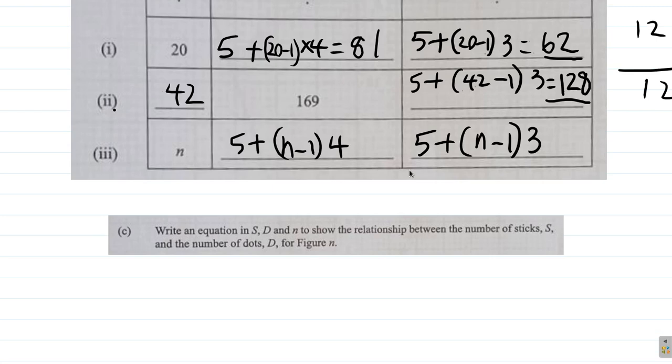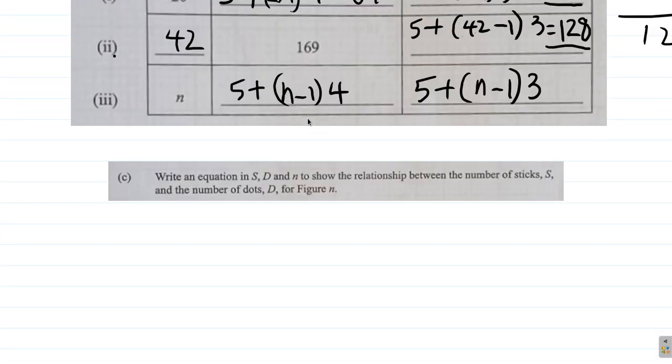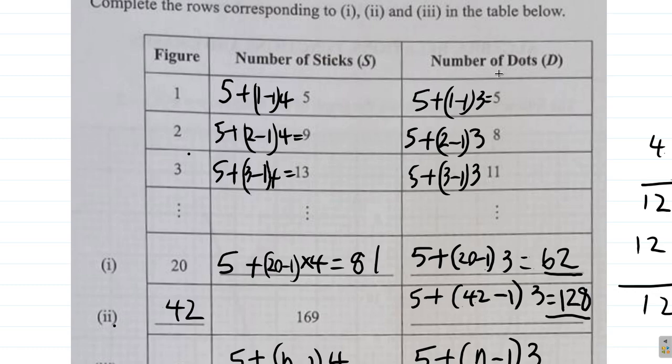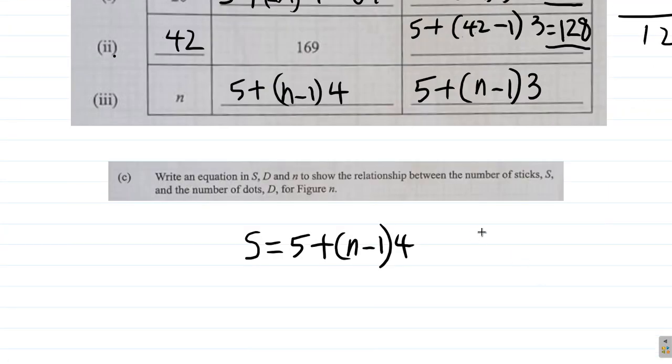Now, what we can see here is that the number of sticks, remember, this column is the number of sticks. So S is equal to 5 plus (N minus 1) by 4. Alright. Number of dots D is in this column now. So we say D is equal to 5 plus (N minus 1) by 3. Okay. And then we have S, we have D, and N. Figure N.